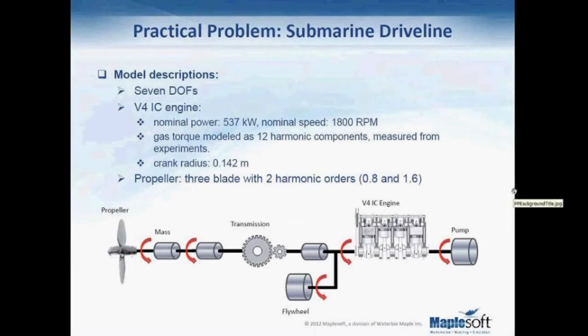For example, you can investigate the maximum shear stress between certain driveline components, for example between cylinders 1 and 4 of the internal combustion engine, or the power loss in the flywheel, in order to understand the vibration for the entire system. The system shown here has a V4 internal combustion engine with a nominal power of 537 kilowatts and a nominal speed of 1800 RPM.